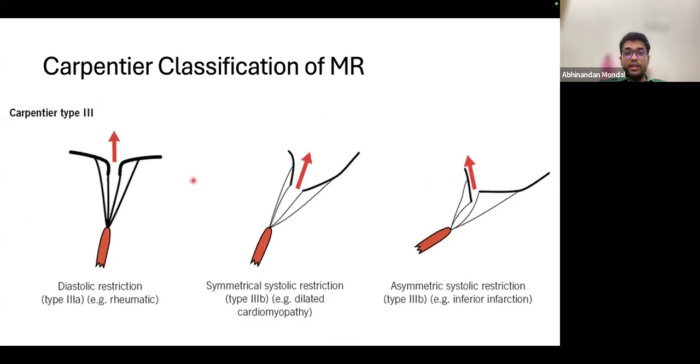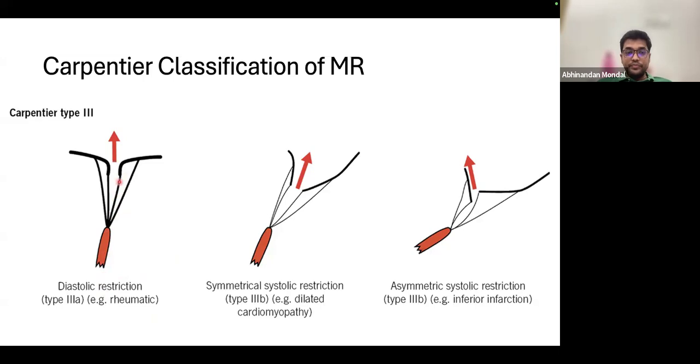So this is your Carpentier type 3. Carpentier type 3 is divided into type 3A and type 3B. In type 3A, there is restriction only during diastole, whereas in type 3B, there is systolic restriction. Type 3A, which is rheumatic, is the classic pathology, where the valve cannot open and it also cannot close. So there is diastolic restriction as well.